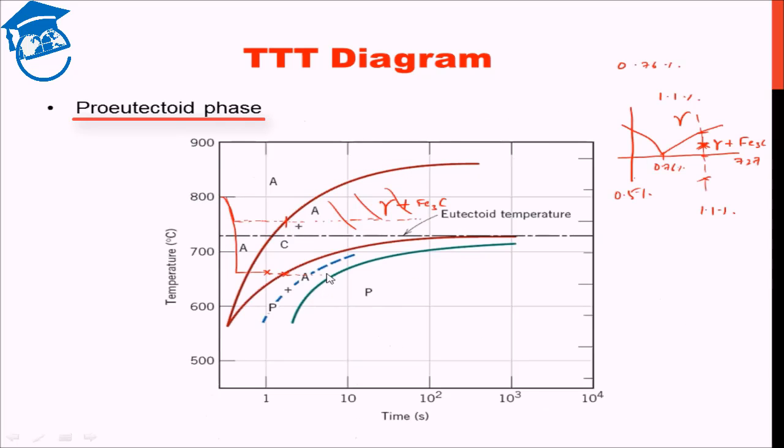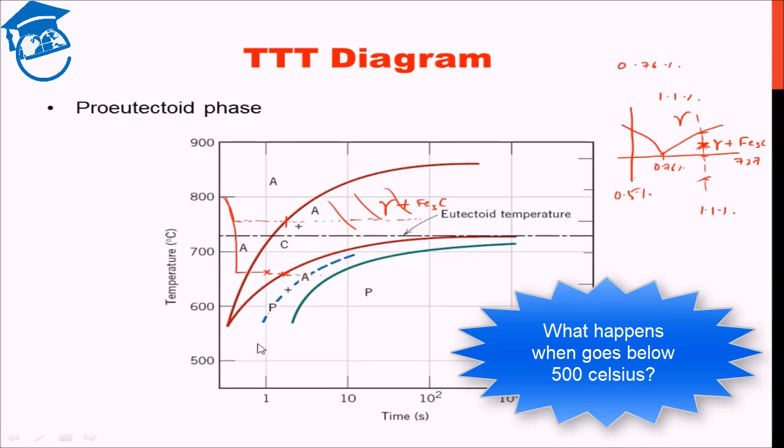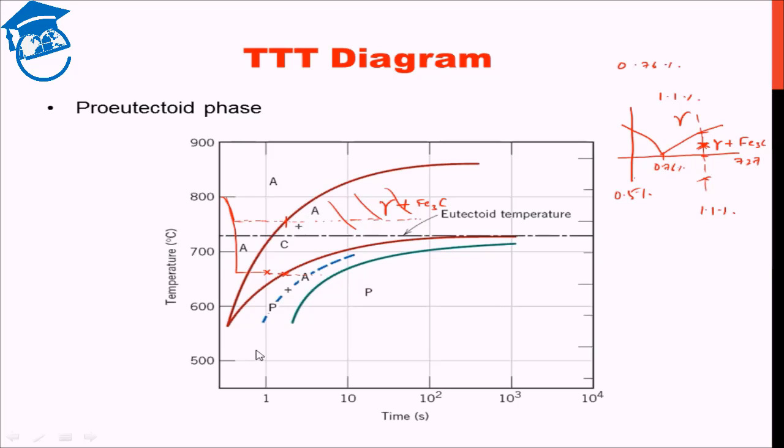So this gives you an idea about the eutectoid behavior, and we saw that in TTT. We saw the proeutectoid phase formation in TTT also. Now let us see what happens if we go below 550 degrees Celsius. I told you that till 550 degrees Celsius we have the phase pearlite formed, rather the combination of phases called pearlite formed.